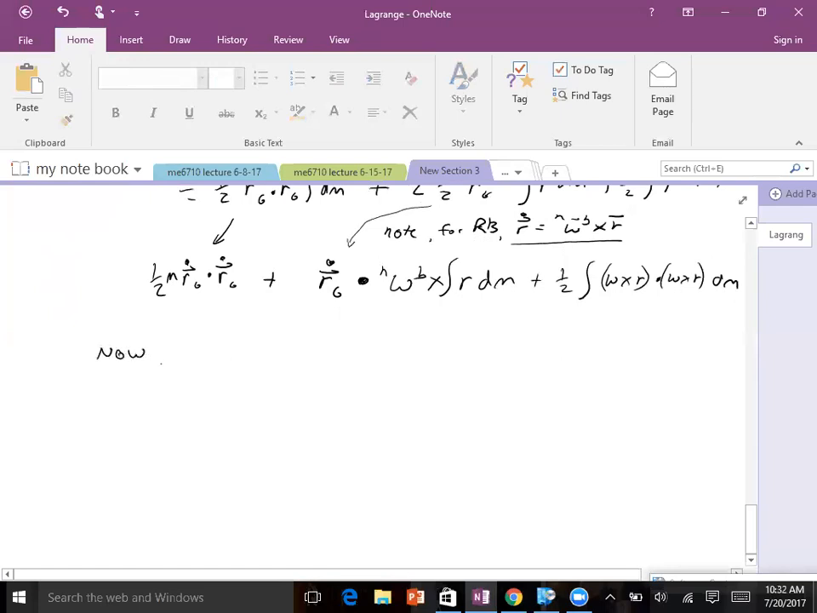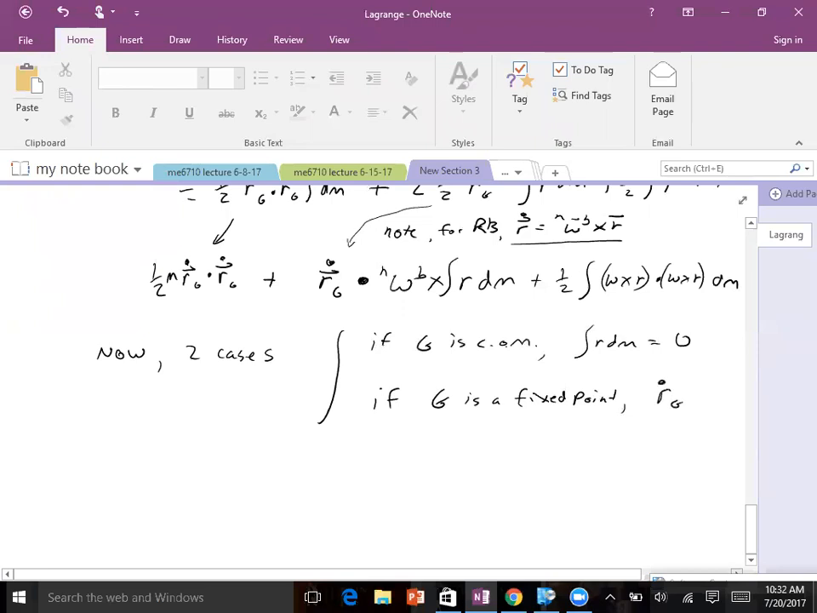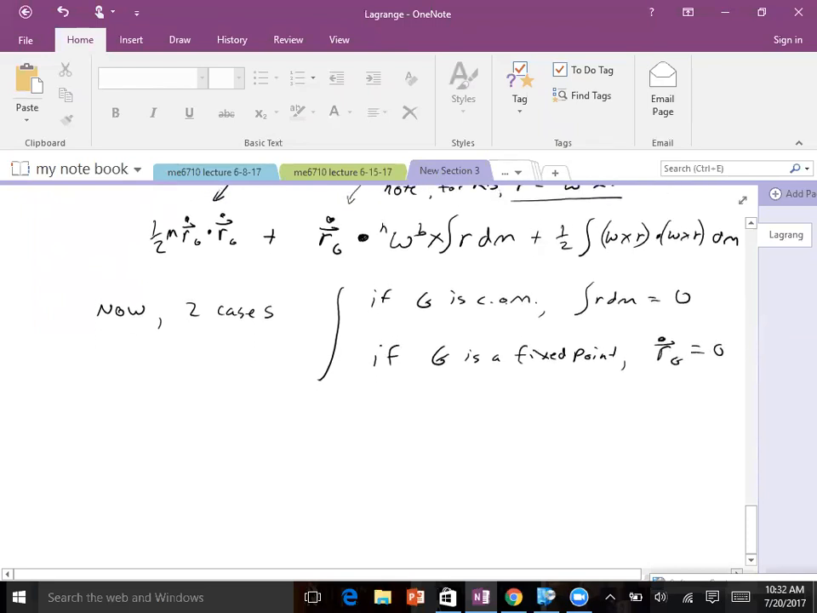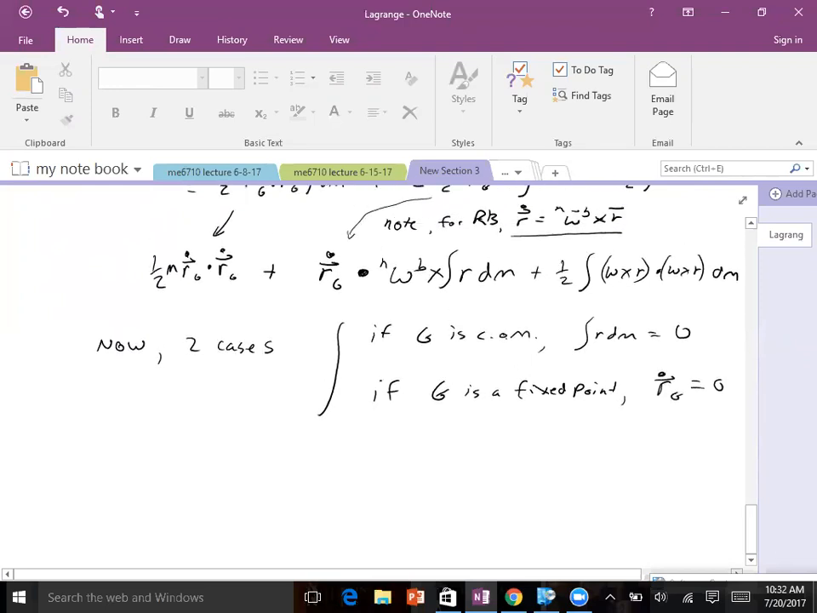Now, I'm going to take a side. There are two cases we could consider. If G is the center of mass, then the integral of r dm equals 0. If G is a fixed point, which, by the way, you notice I don't like to use, but I'm just showing it here for completeness, then this R_G vector dot equals 0. In either case, the second term goes to 0.